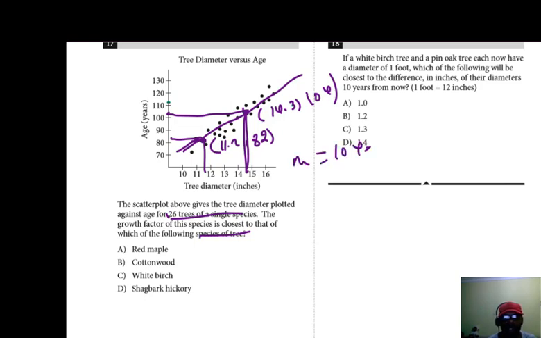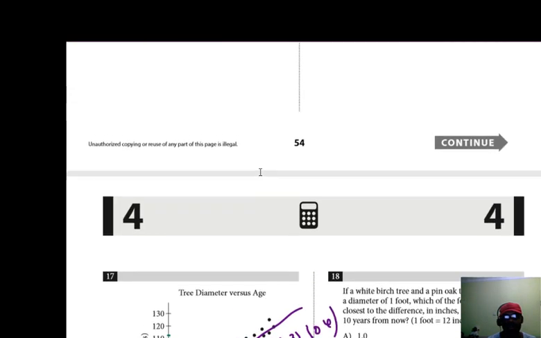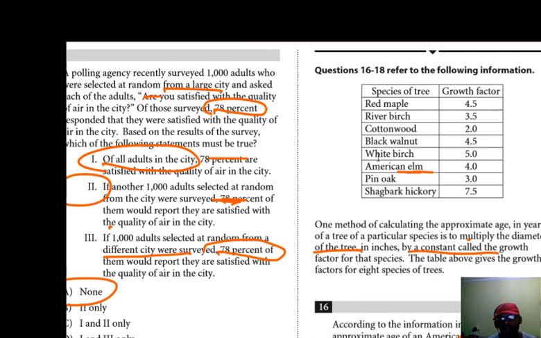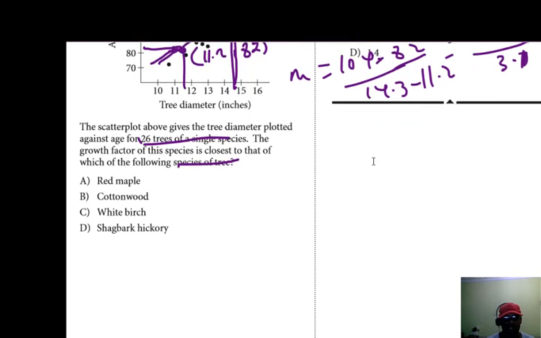So 104 minus 82, I just simply take random numbers. Alright, so it should give something closer. Okay, let me use the calculator. So when you subtract, you have 22 over 3.1. When you divide this, it's close to 7.096. So this is close to this graph. Okay, so the only choice for the growth factor here is 7.5, so the species of the tree should be shagbark. Okay, it should be D.